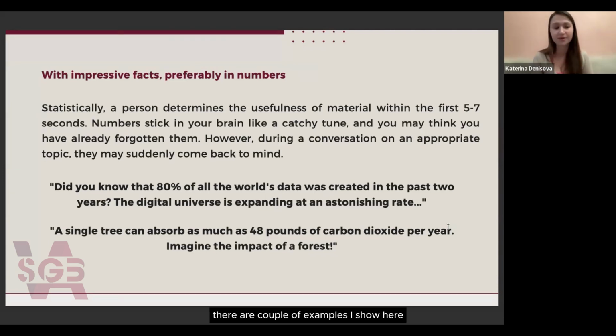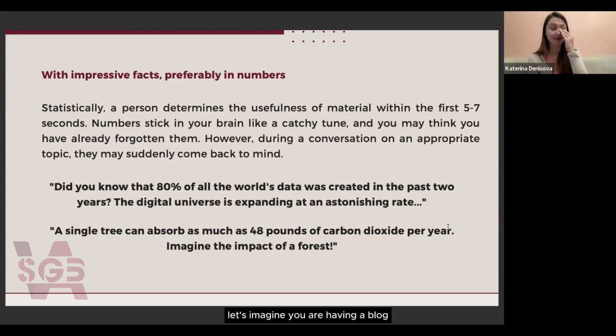There are a couple of examples I show here. For example, did you know that 80% of all the world's data was created in the past 2 years? The digital universe is expanding at an astonishing rate. Good number, 80% of the world's data is made in the past 2 years. Wow, I will remember it for the end of my life. Next example, a single tree can absorb as much as 84 pounds of carbon dioxide per year. Imagine the impact of the forest.